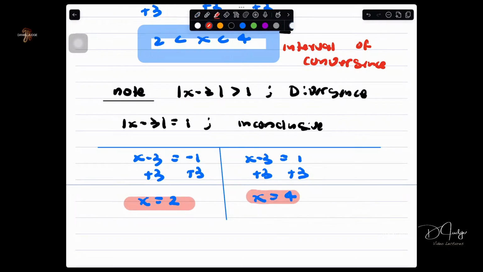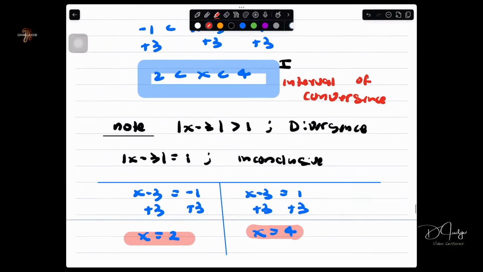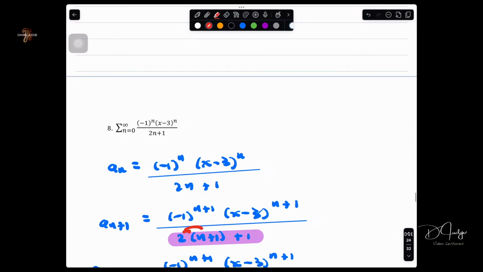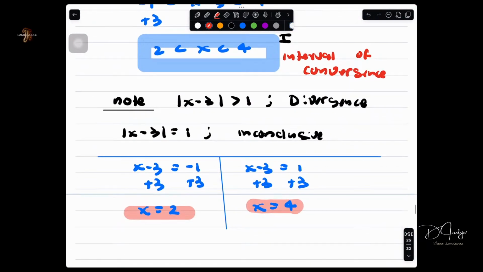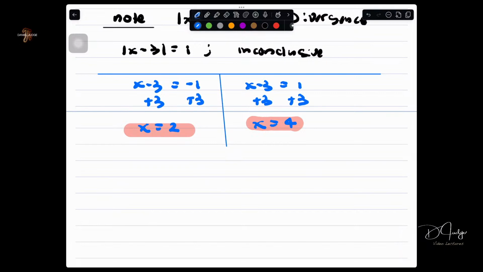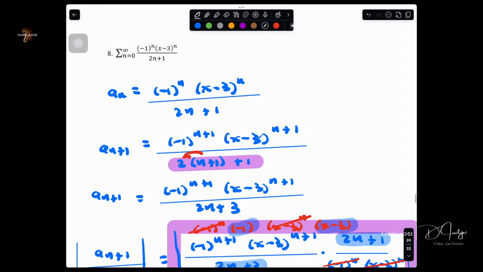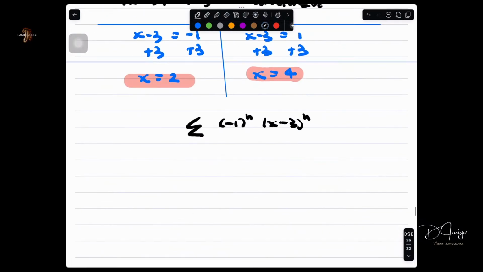We've got to check these cases, when x is 2 and when x is 4, in the original series. That is a little complicated. Negative 1 to the n, x minus 3 to the n. I'm going to have to keep going back and plug in those values for x and see what we get. 2n plus 1 there, looks like. I believe that was 0 to infinity. Okay, let's check the cases.